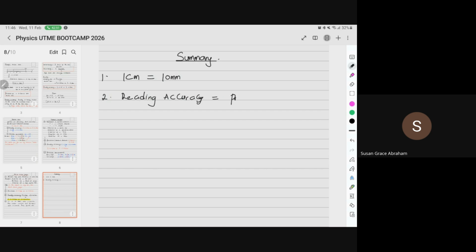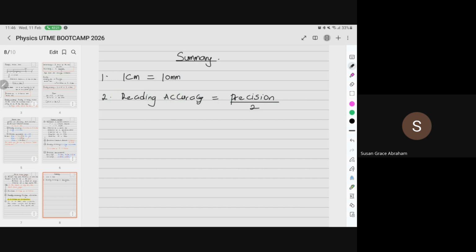Is your precision divided by 2. This reading accuracy can also be called the least possible error. What did I call it? The least what? Possible error. Should you start seeing something about least possible error, is that okay? Yes, sir. Yeah, so it's also called the least possible error. That's your reading accuracy. It can also be called the least what? Possible error. All right. So precision divided by 2.